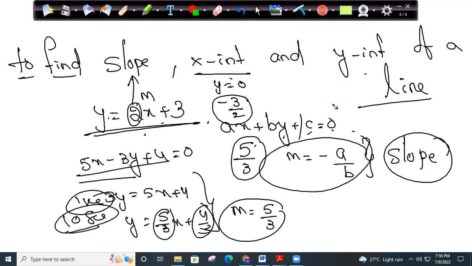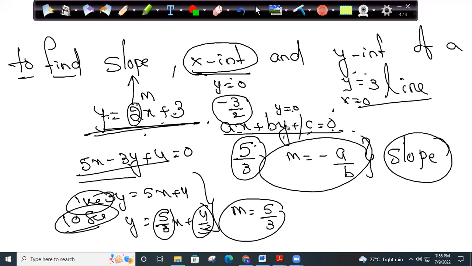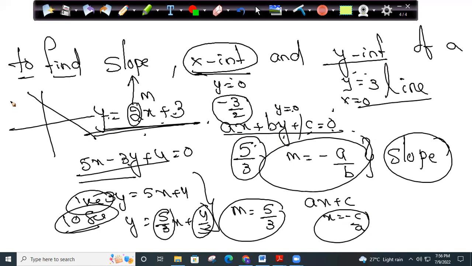What is the y-intercept? The initial value, or the value of y when x is equal to 0. So the value of y when x is equal to 0 is 3. The same thing also works here. They might give either this form or this form. Wherever I need to find the x-intercept, I'll just plug in y equal to 0. If I plug in y equal to 0, I get ax plus c equals 0, so x is equal to minus c by a.